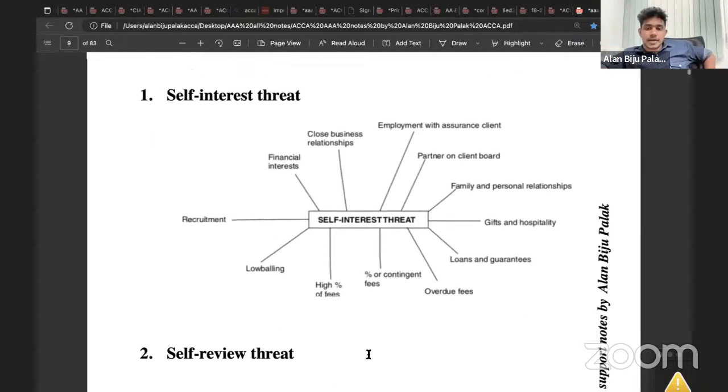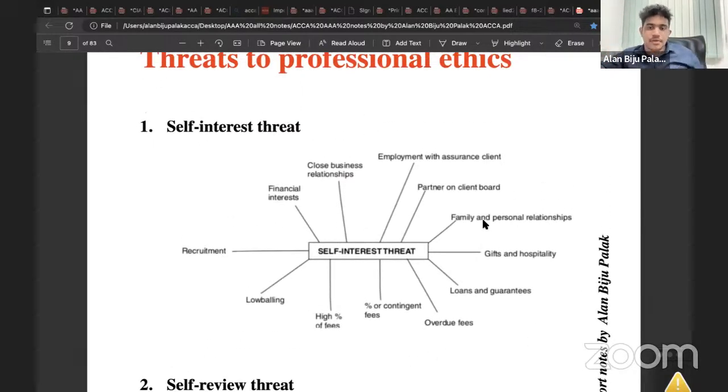Consider that, as we already studied, the auditor has any family or personal relationship with the client company, or there is any gift and hospitality being provided to the auditor by the client company, or the auditor has taken any loan from the client company or provided any loan to the client company. In both cases the auditor might have concerns on the recoverability of the amount. If there are any overdue fees that the client needs to pay in relation to the prior engagement, the auditor might have a fear that the particular payment might not be made.